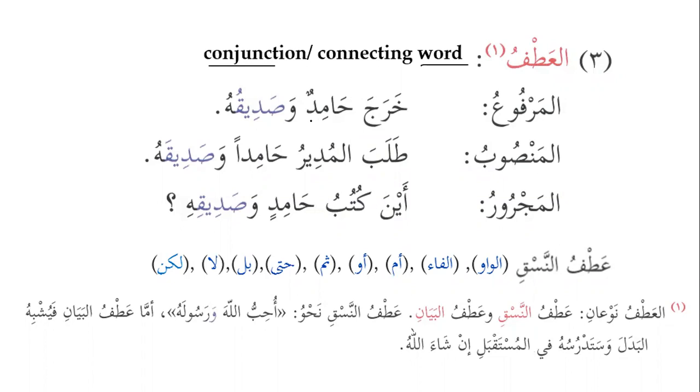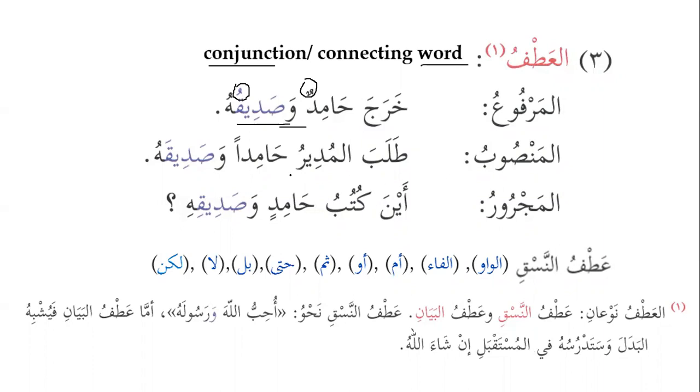So خرج حامد وصديقه. So حامد is مرفوع and صديق is also مرفوع. And you know why صديق doesn't have ضمة? Why doesn't it have ضمة? حامد is فاعل and صديق is معطوف على حامد. Yeah, okay, but صديق doesn't have تنوين. That's my question. مضاف doesn't take تنوين. Excellent.